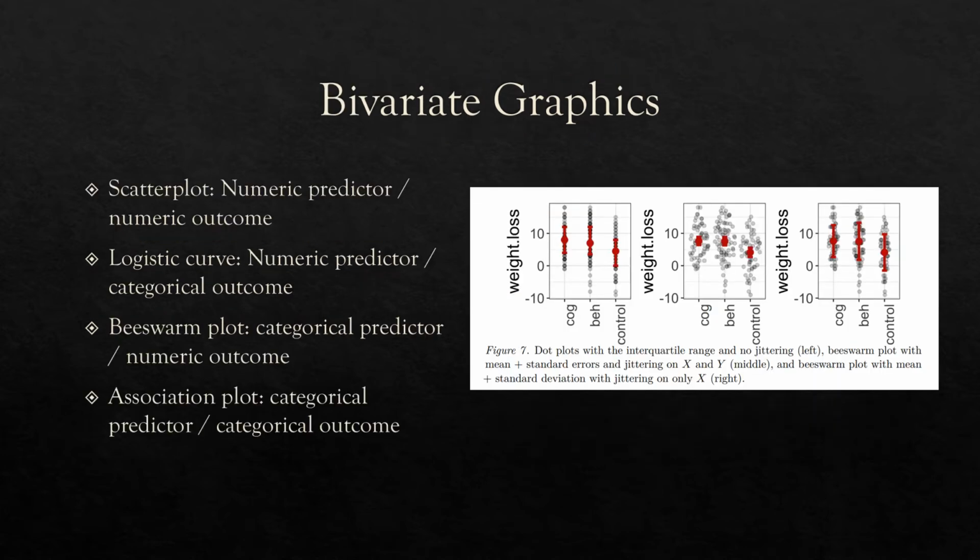When visualizing bivariate data, the FlexPlot package will actually choose a visualization dependent on the data type and structure of the predictor and outcome. For example, if you have a numeric predictor and a numeric outcome, it will develop a scatter plot. A numeric predictor and a categorical outcome, logistic curve. Numeric outcome and categorical predictor, bee swarm plot. And if both are categorical, it will provide an association plot. Again, this limits the resources the researcher needs to develop the visualization, allowing them to focus more on the interpretation of what is actually going on.